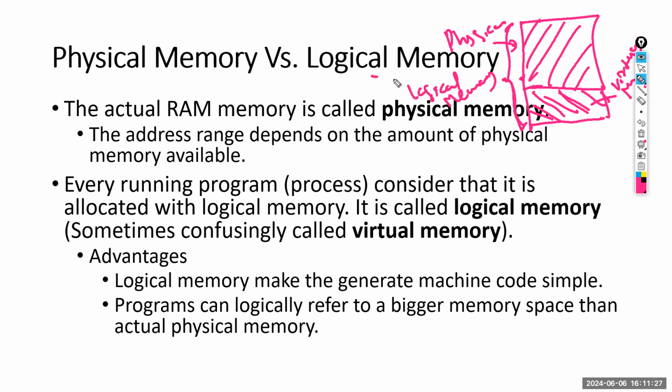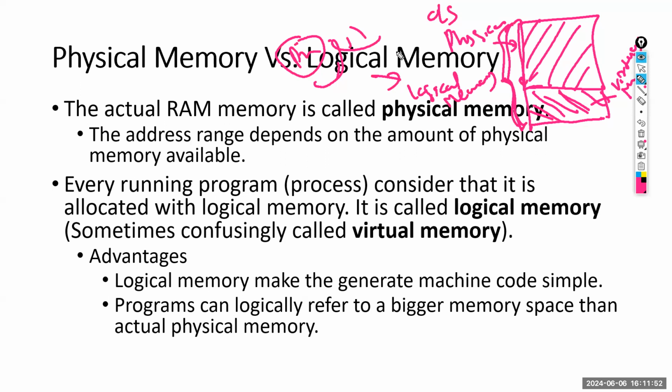Logical memory is what your programs are looking at. It is your programs' view of memory. Your programs see this much memory as being there. But in reality, only this much memory is there, that is your physical memory. That is the operating system's view, because the operating system must look at the reality.